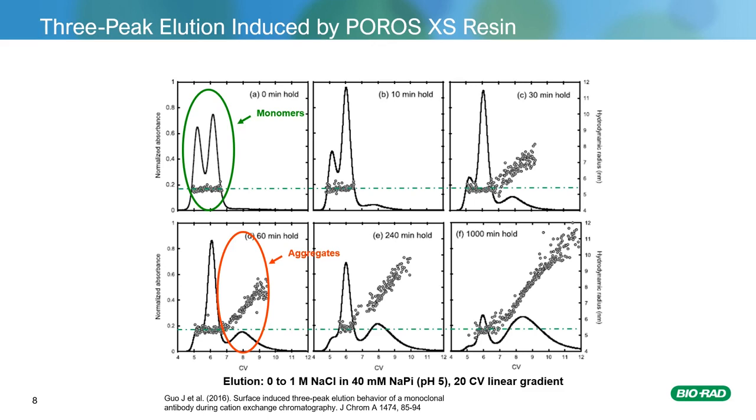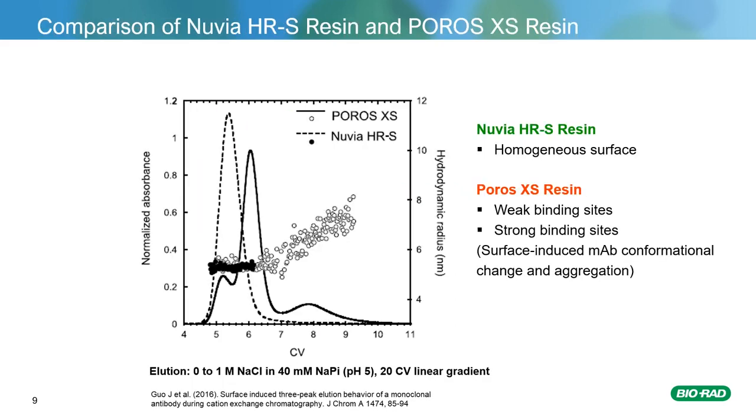And by the end of the 1,000 minutes, the two peaks that are left are primarily aggregate with a little of that second peak that you saw at 0 minutes still remaining. Finally, here's a comparison of Nuvia HRS with the Poros XS. Nuvia HRS has a homogeneous surface, and as you can see by the chromatogram, has a single peak in the hydrodynamic radius showing monomer, whereas the Poros XS, with its weak binding sites and strong binding sites, can lead to a surface-induced mAb conformational change and the aggregation as shown by that third peak and the increasing hydrodynamic radius.